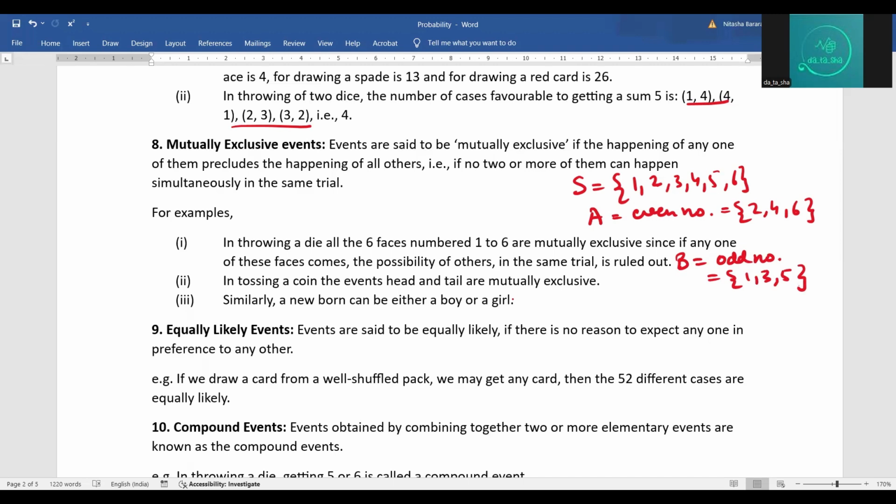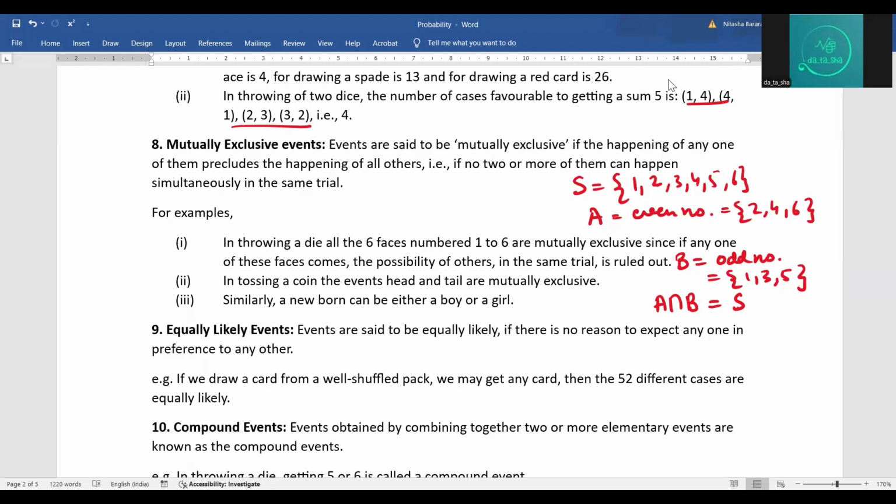But one thing you will see here, my A union B is S. So that means the events that I have taken, A and B, are mutually exclusive and they are exhaustive events. So this is a good example when we talk about mutually exclusive and exhaustive events. So you can understand it very easily. So you have a sample space.